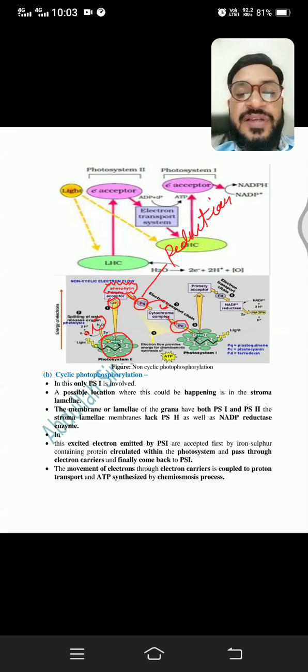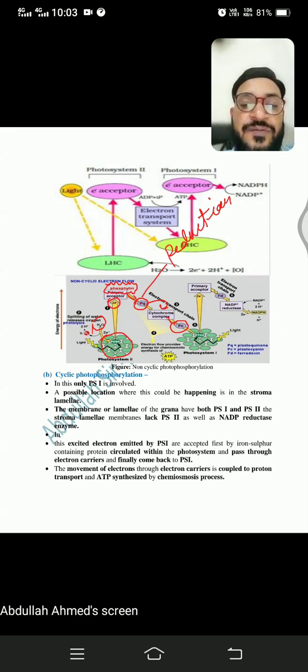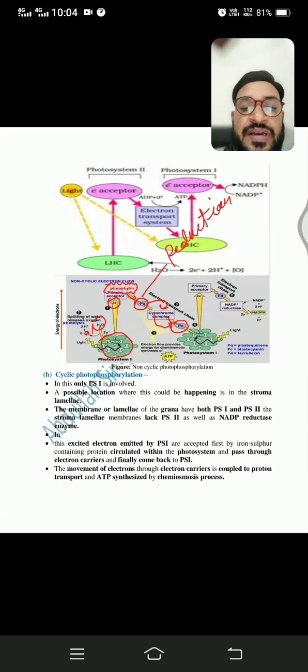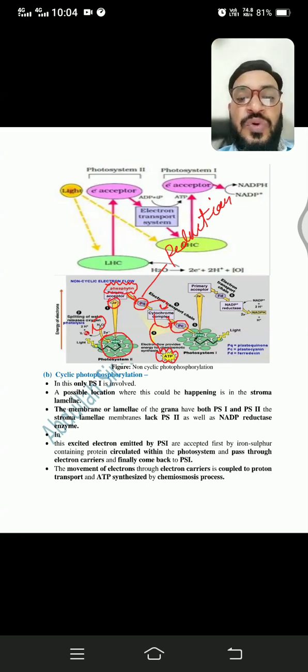PC full form is plastocyanin. So now PC will reduce and cytochrome will oxidize. When the electron goes from cytochrome complex to plastocyanin, there will be formation of one ATP in this step. And this ATP is going to form in the presence of light, so that's why I call it photophosphorylation.